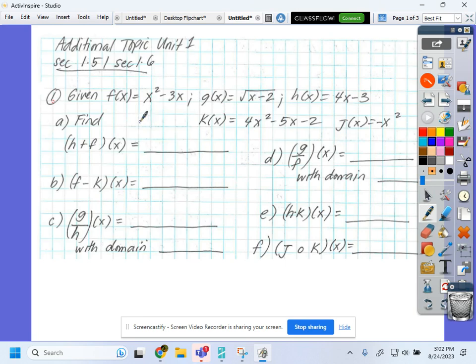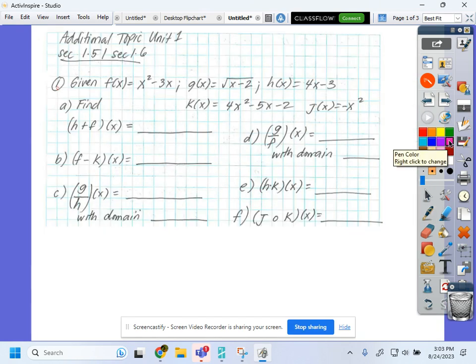Okay, so you're given functions f of x, g of x, h of x, k of x, and j of x. And we're going to try to do the operations of functions here by adding, subtracting, dividing, multiplying, and even using the composite function. Add h of x and f of x. You're going to find their sum.